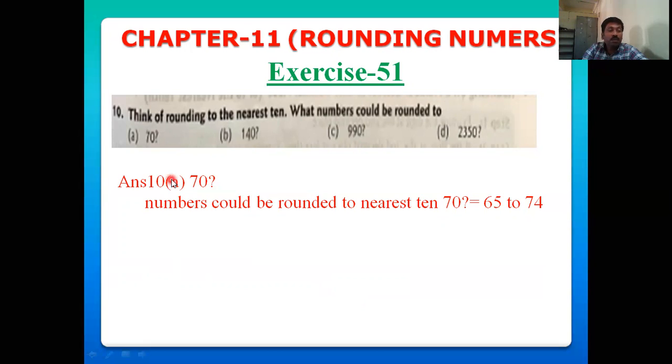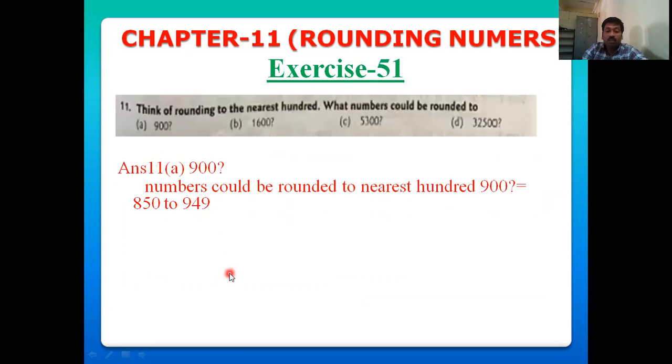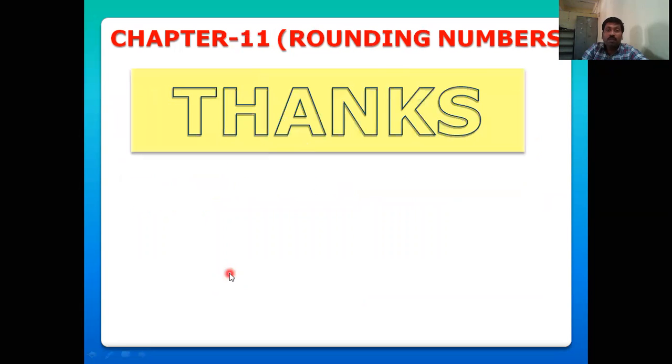Here is another type of question. Question number 10: think about rounding to the nearest 10. What numbers could be rounded to 70? So the numbers from 65, 66, 67, up to 74 could be rounded to 70 to the nearest 10. These are the numbers that round to 70. Okay. So now we can solve another type of question.